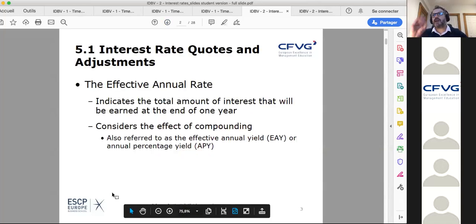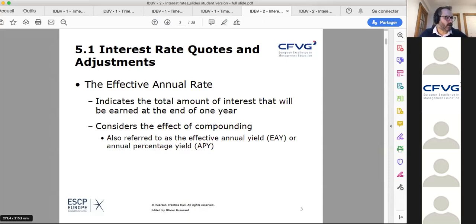Firstly, there are two parts in this chapter. The first part is about discussing loans, calculations, and so on. The second part is about the determinants of the interest rate. So it's more a theoretical discussion about economics, the macroeconomics, let's say, microeconomics. So two different parts in this chapter.